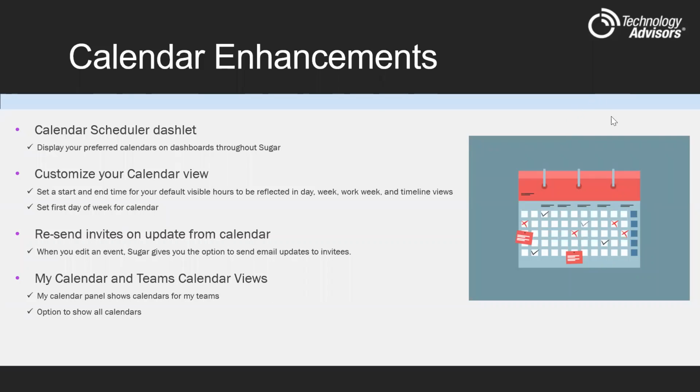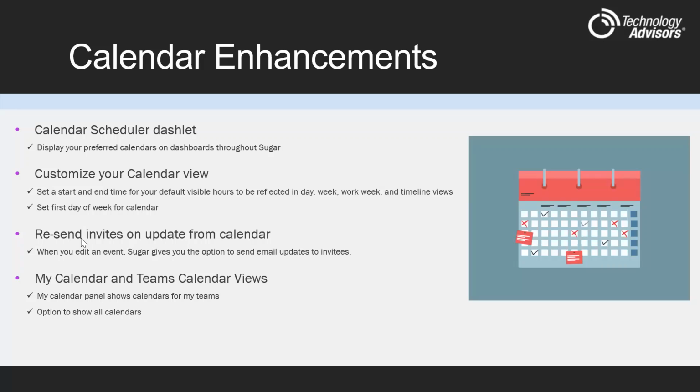So to add on to the additional enhancements in release 11.3, there are a number of useful enhancements made to the calendar feature in Sugar. There is a calendar scheduler dashlet, so you can create this dashlet in any module within Sugar to view a glimpse of your activities for that week or that particular day. You can customize your calendar view by setting the first day of your work week and setting the start and end times for your working day.